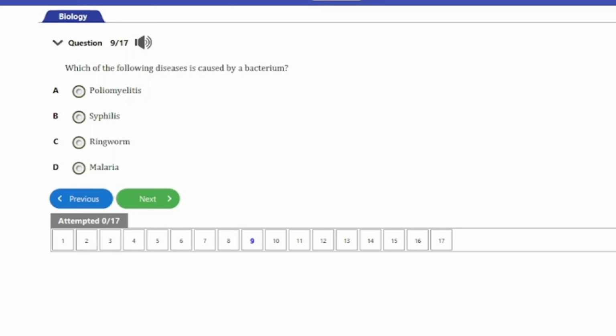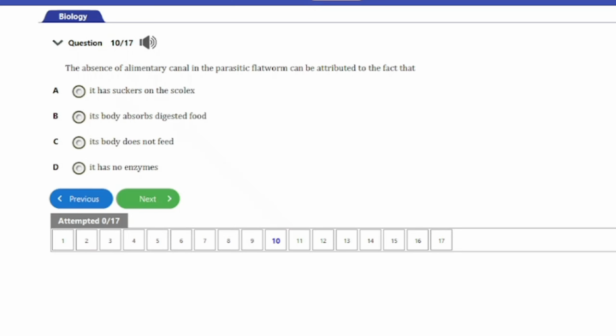So let's go ahead and consider the next question, guys. Question number 10 here. It says, the absence of alimentary canal in the parasitic flatworm can be attributed to the fact that A. It has suckers on the scolex, B. Its body absorbs digested food, C. Its body does not feed, D. It has no enzymes. So guys, the answer to this question is option B, and that's its body absorbs digested food. So there is no need for an alimentary canal since the food is already digested, and then it will now have to diffuse into its body. So that's it for that question.